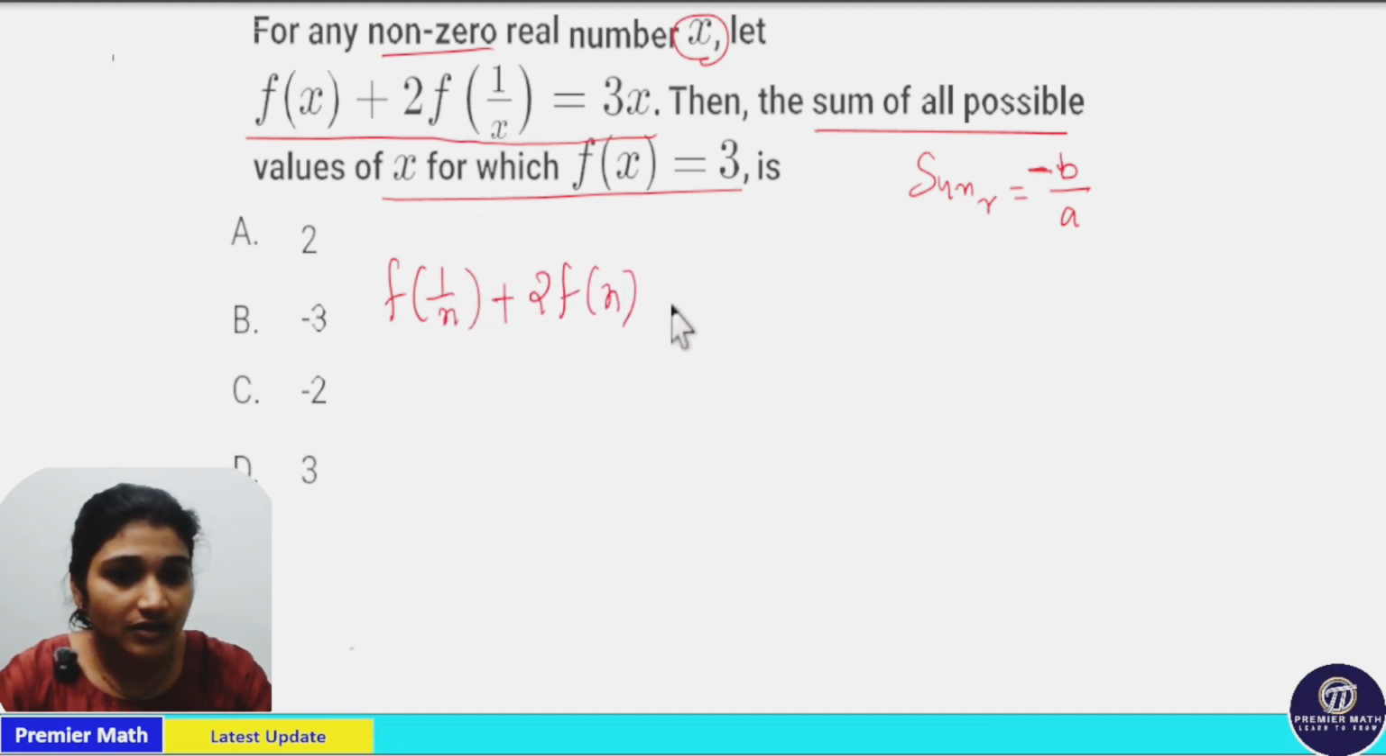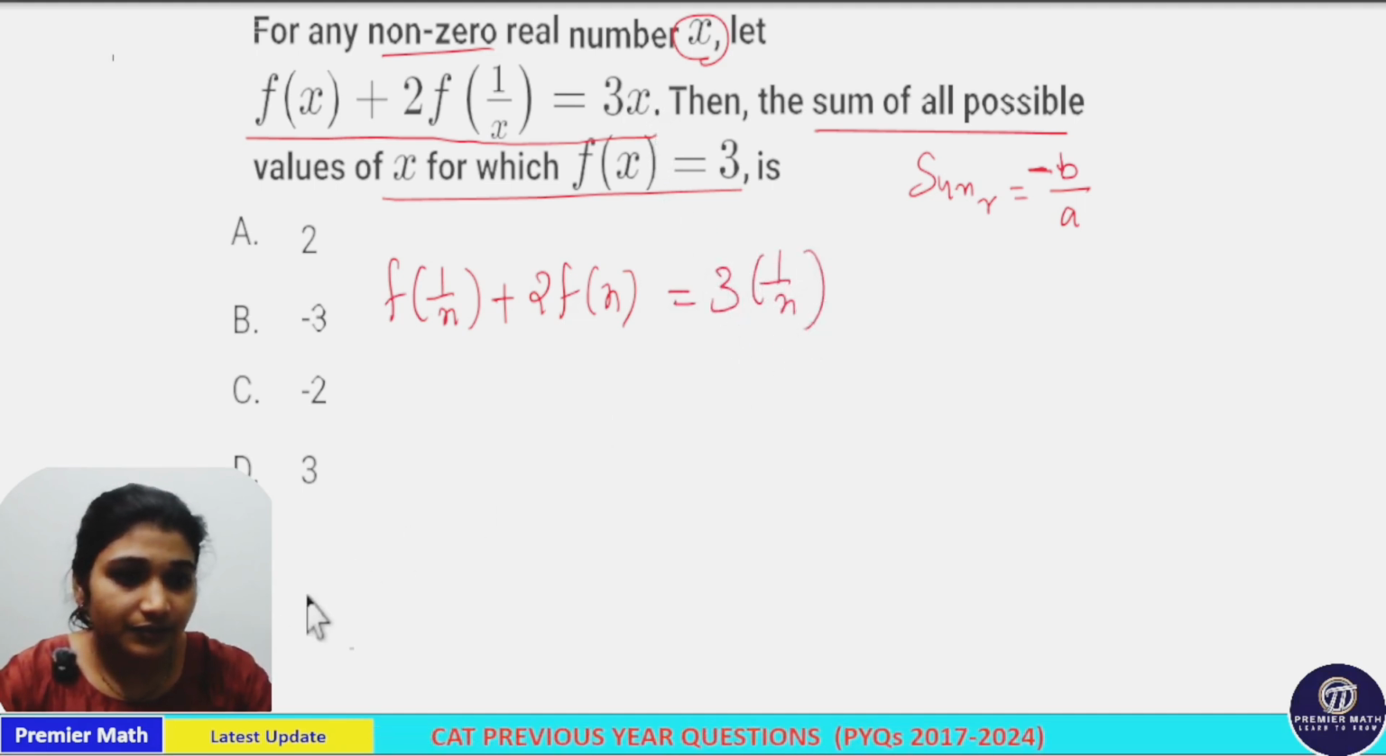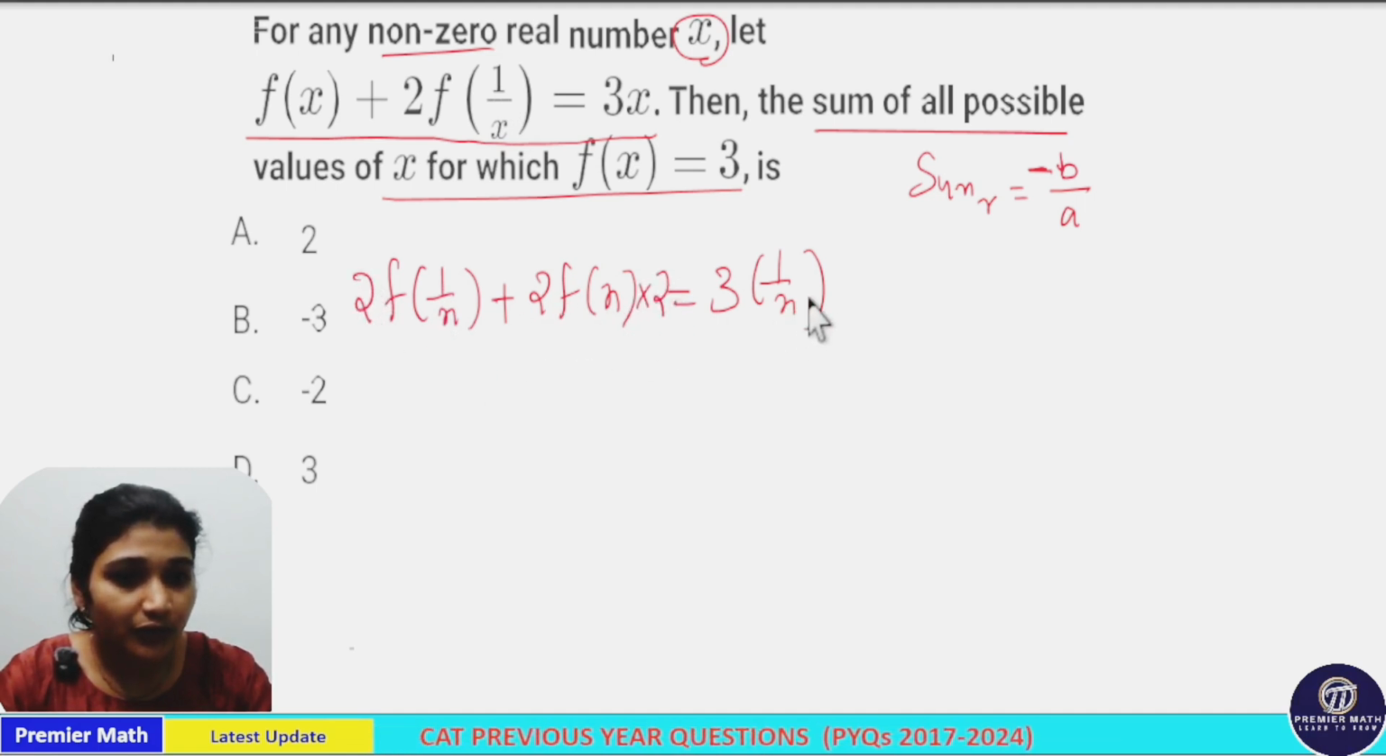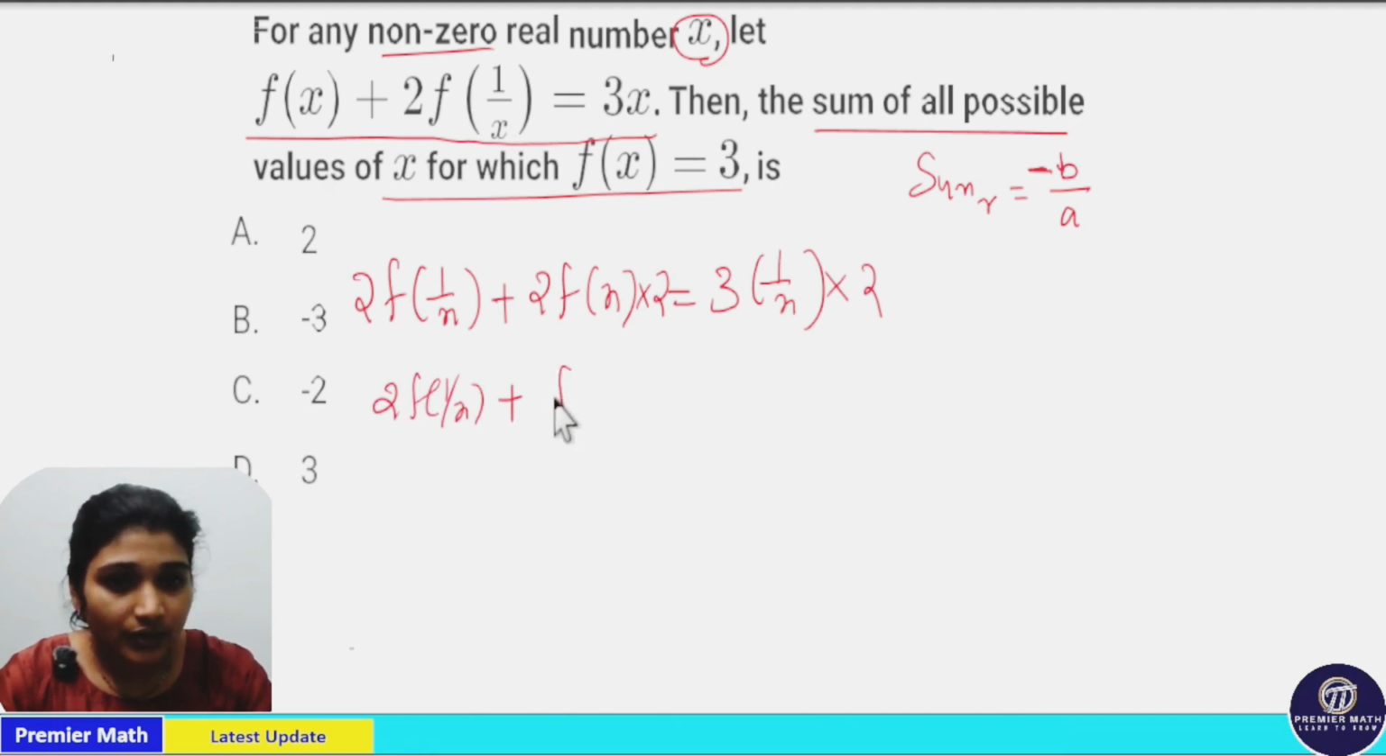So 2 into f of x equal to 3 into, in place of x, it is 1 by x. Now, here we have 2 into f of 1 by x in the first equation. Multiplying this whole equation with 2, this will become 2 into f of 1 by x, this will become 4 into f of x, and this will become 6 by x. Now here we have 2 into f of 1 by x, and here we have 2 into f of 1 by x. So just cancel it. Plus here we have f of x, which is equal to 3x.